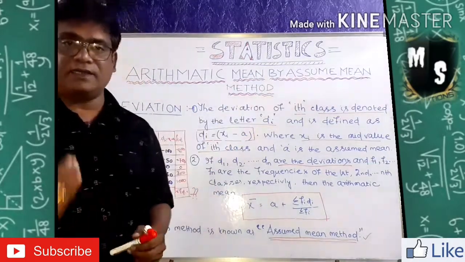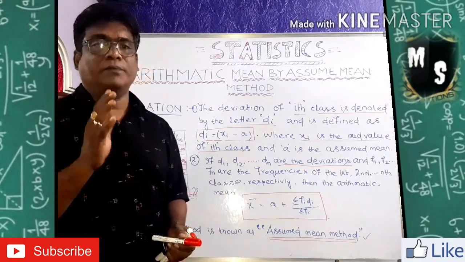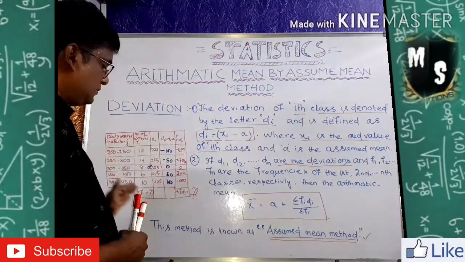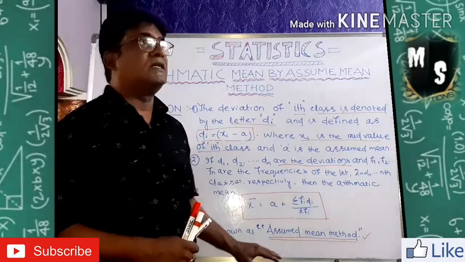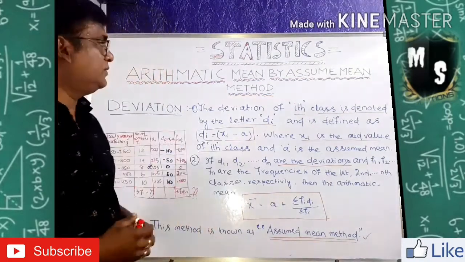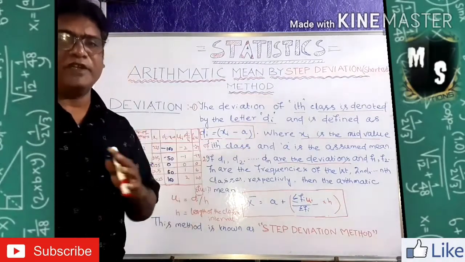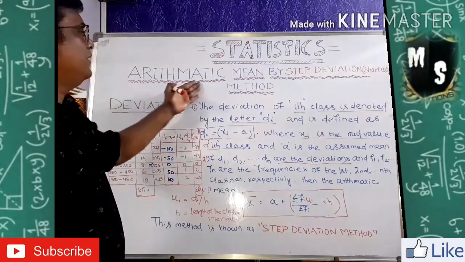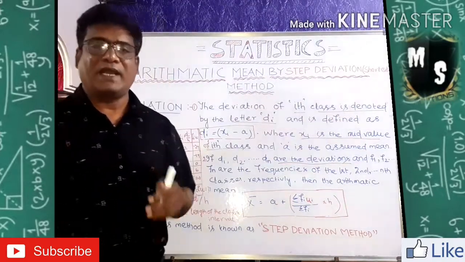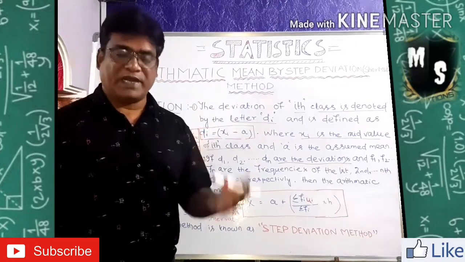So this is another method for the mean calculation of data. This method is otherwise known as the assumed mean method. I hope you understood it. Next, now the next part of the arithmetic mean, that is the arithmetic mean by the step deviation method. Just now I discussed the assumed mean method and the direct mean method.